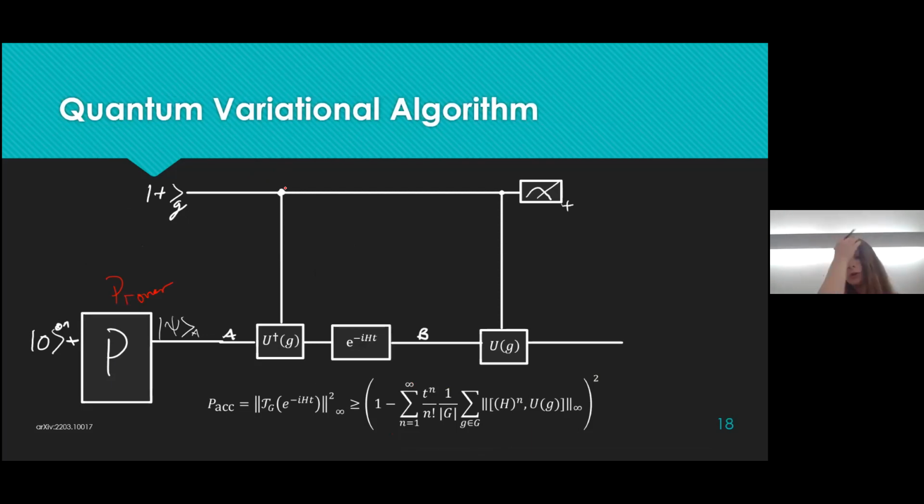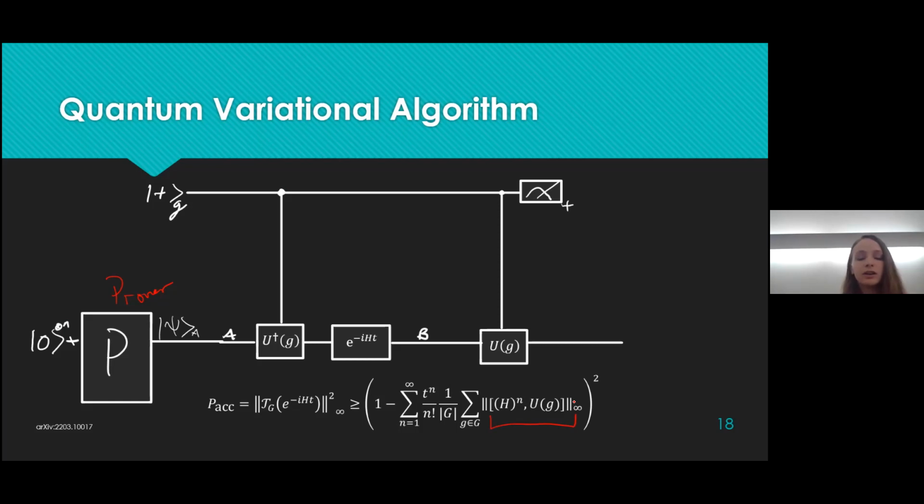And you get the infinity norm of your twirl because you're optimizing over all of the potential input states you put in. And we see, again, through Taylor expanding and substitution and some algebra, that this is also going to be bounded by the nested commutator that we saw before. So once again, we get an acceptance probability that is highly dependent on symmetries.